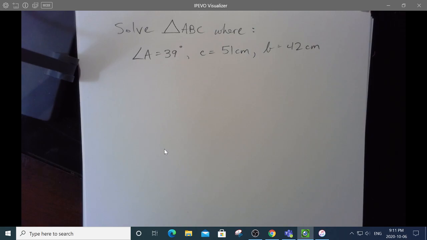Let's solve for triangle ABC where angle A is 39 degrees, C is 51 centimeters, and B is 42 centimeters. This is one of those problems where we don't give you the triangle, we ask you to make it. So why don't you pause the video and draw the triangle. Don't solve it yet, just draw the triangle. Did you try drawing it? I'll get back to you in a sec. All right, did you draw the triangle?